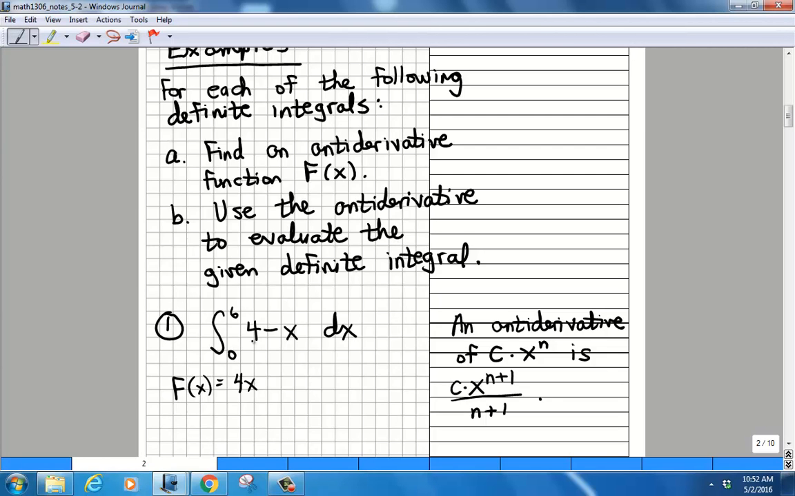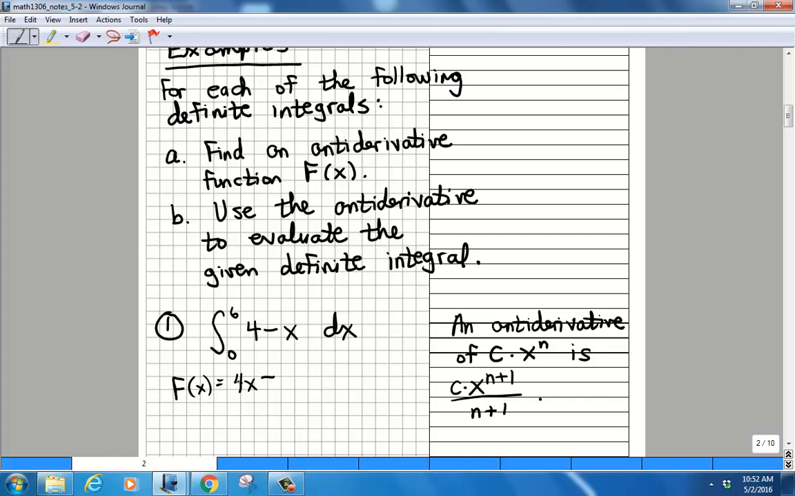Now, this x is a little bit harder to think about, but let me show you how to do it. You're just going to reverse your power rule. Remember, the power rule says when you're finding a rate of change, you bring the exponent down as a factor and subtract 1 from it. Well, we're just going to do the opposite. Instead of subtracting 1 from the exponent, we're going to add 1 to the exponent.